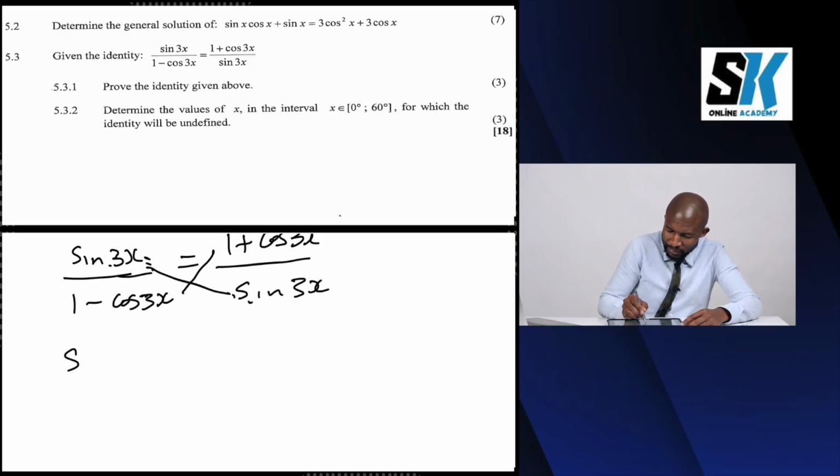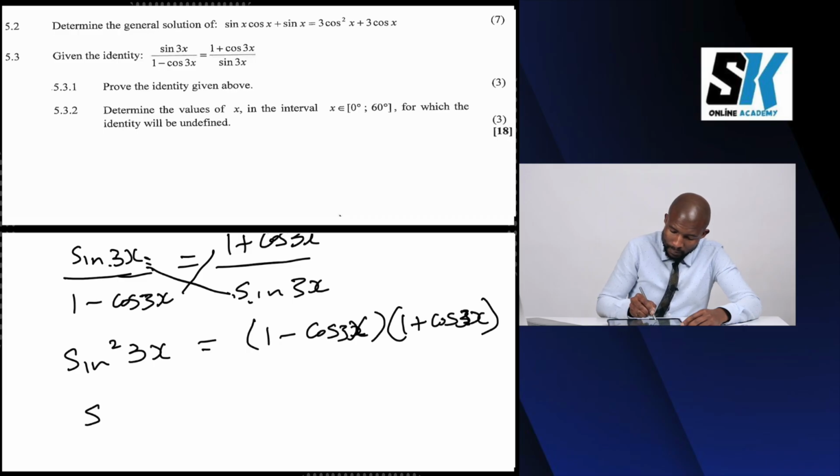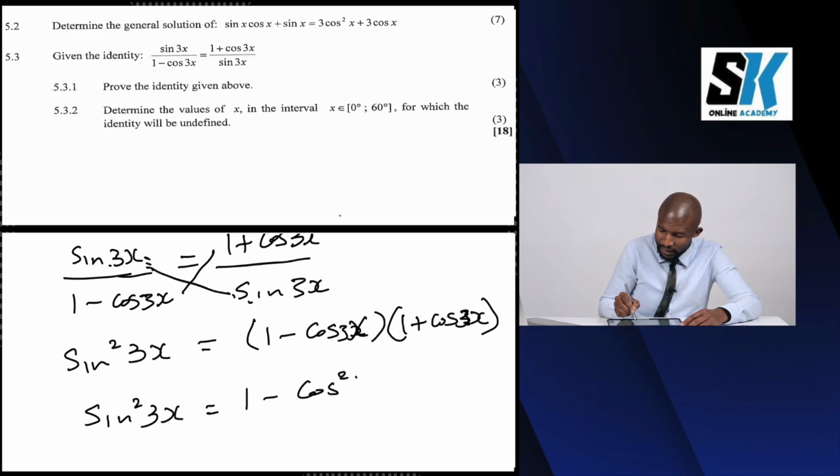So if you cross multiply, you're going to have sine squared 3x, because when you multiply those two, and then you're going to have 1 minus cos 3x times 1 plus cos 3x. So this sine squared 3x has to be equal to 1 minus cos squared 3x.